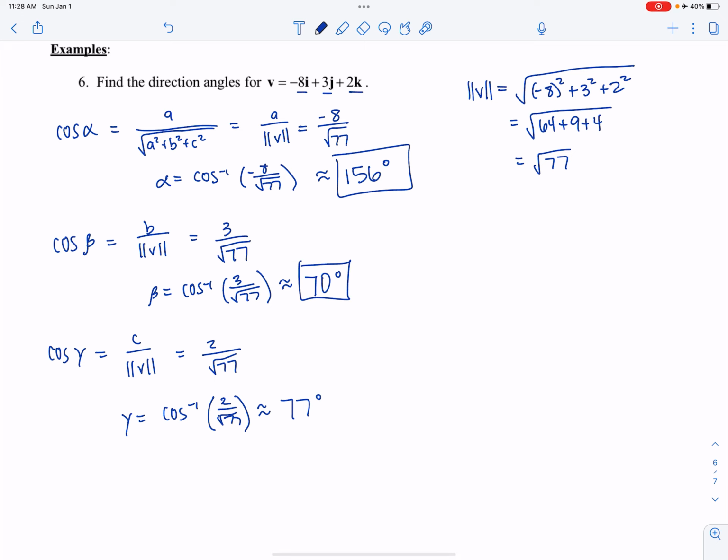So these are our direction angles. Each component, we're able to find the angle that they are moving in each direction.